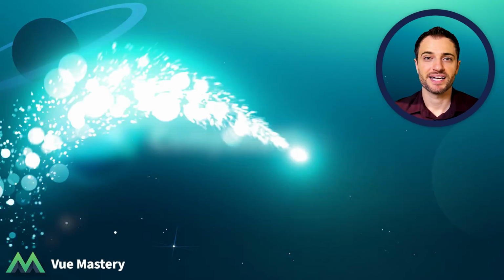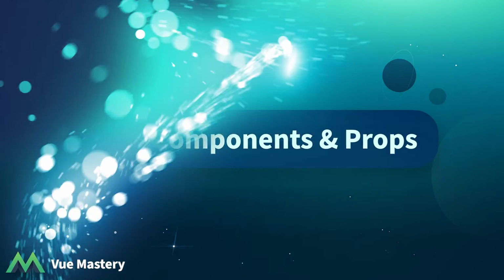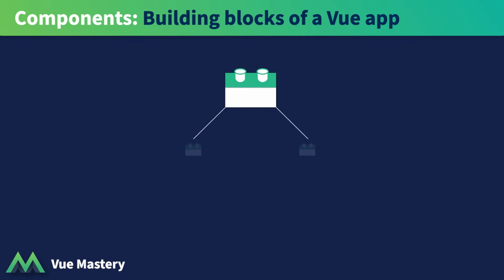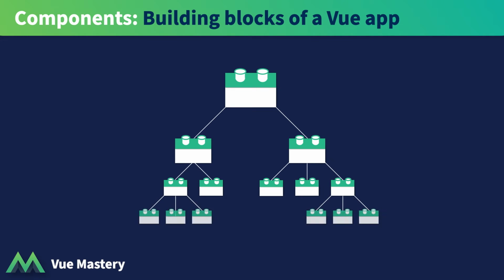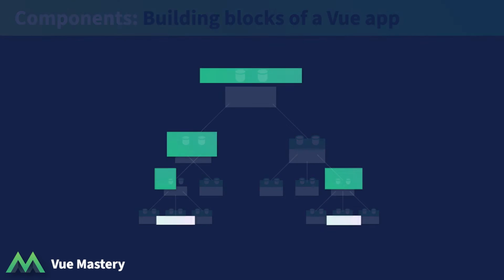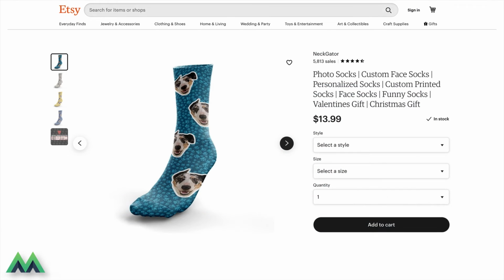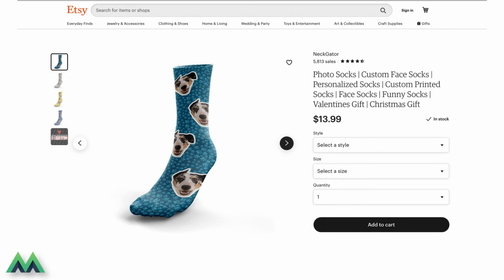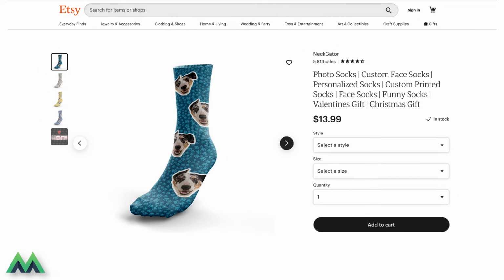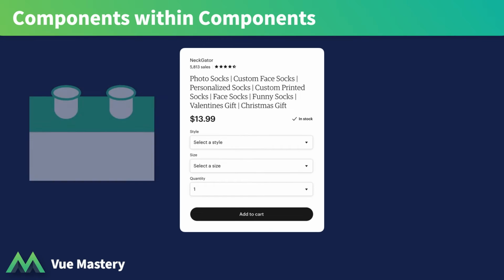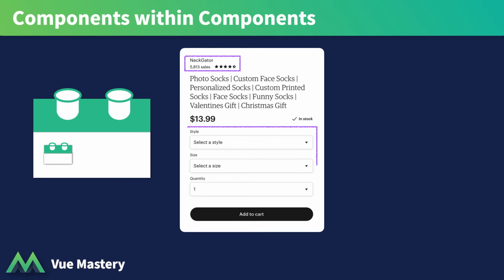In this lesson, we're going to look at components and props. In modern front-end JavaScript frameworks, components are the building blocks of an app, and that's certainly the case with Vue. You can imagine them a bit like Legos that you can plug into each other in this component hierarchy, which, when rendered, creates your application like so. Looking at this website, for example, this website may be composed of multiple components. And a given component may actually be a parent component, meaning it has child components nested within it, like so.